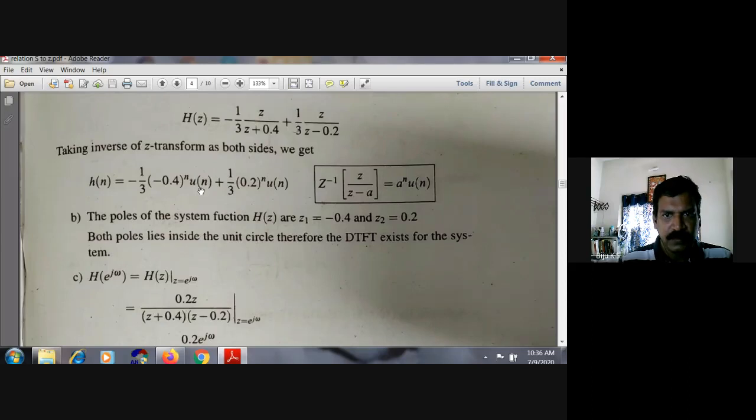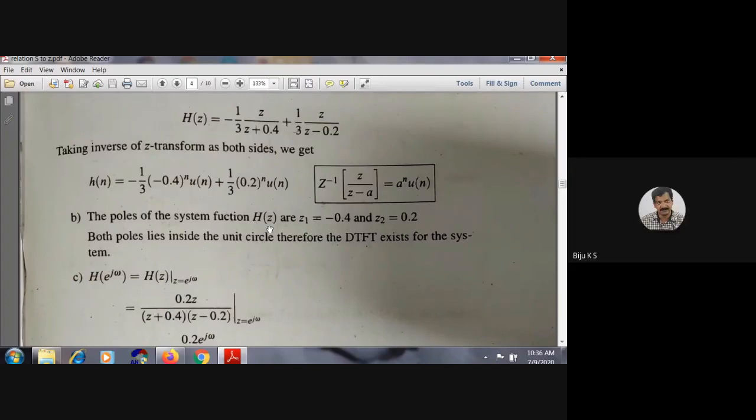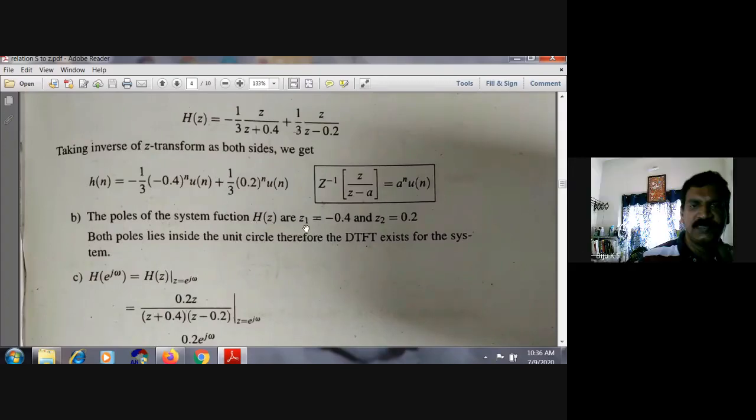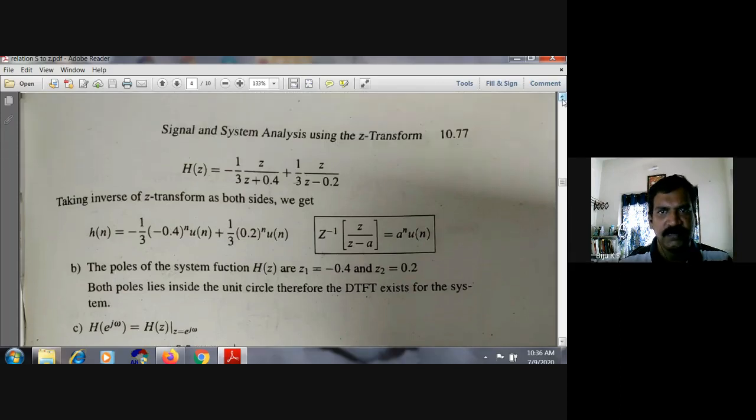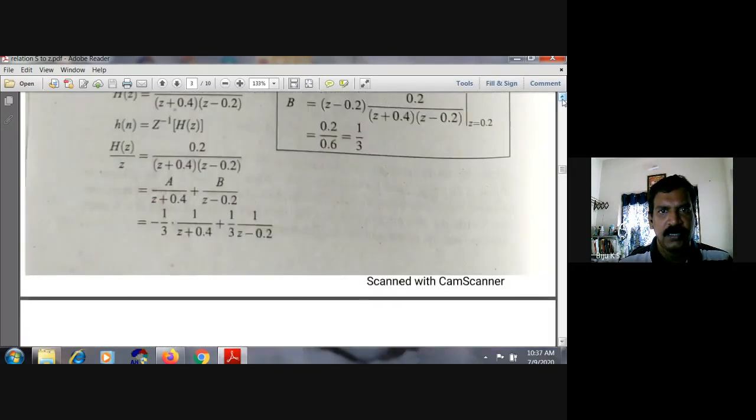And what are the poles? Poles of the system H(z). The poles of the system are nothing but the roots of the denominator.